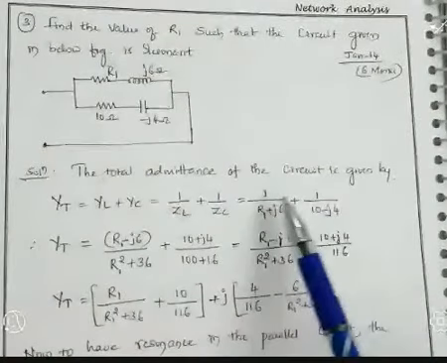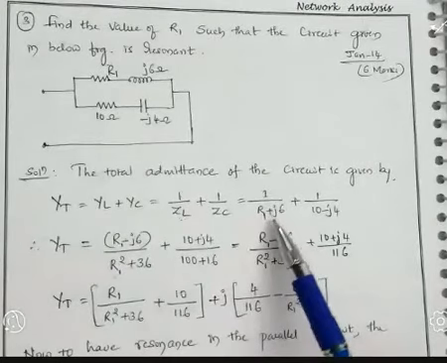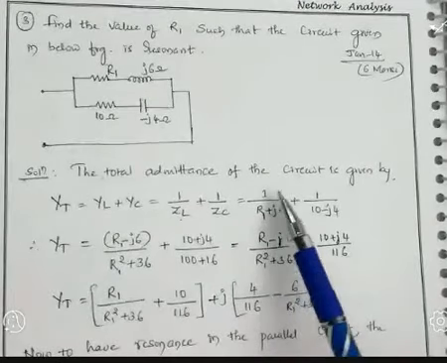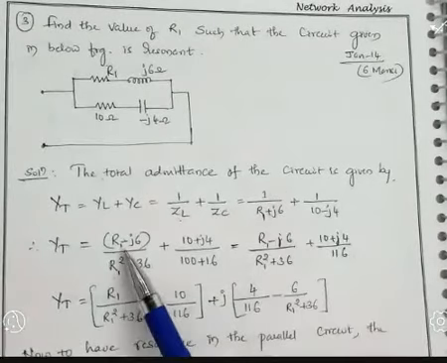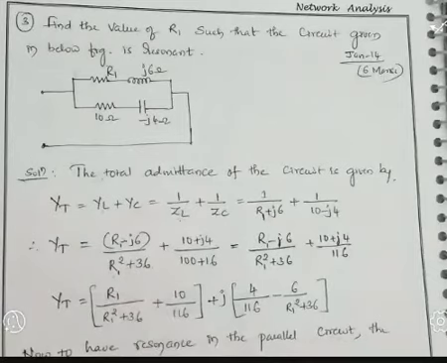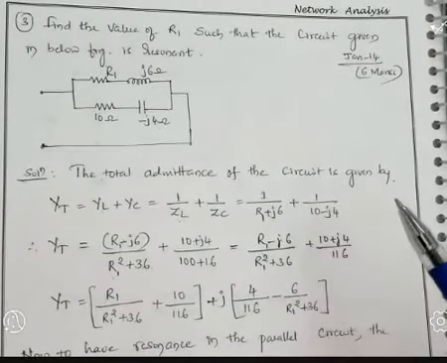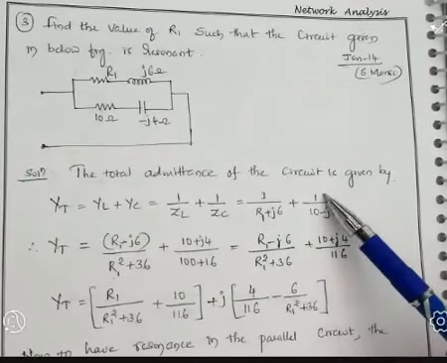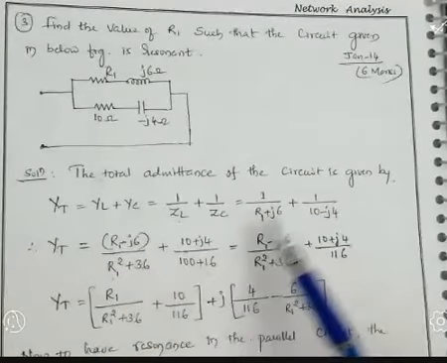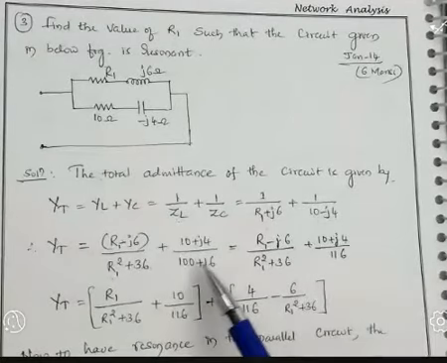Next, I will rationalize these two terms. For the first term, I will multiply the numerator and denominator by R1 minus j6. Then we get R1 minus j6 divided by R1 square plus 36. Similarly, for this term, I will multiply the numerator and denominator by 10 plus j4. It becomes 10 plus j4 divided by 10 into 10, that is 100, plus 16.